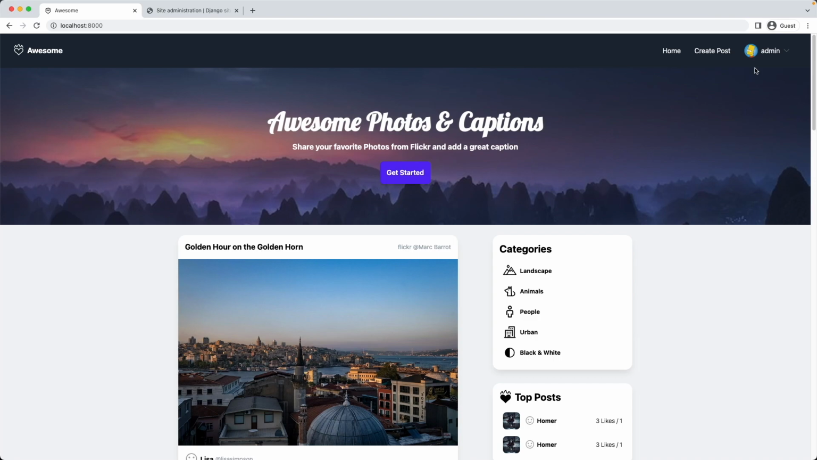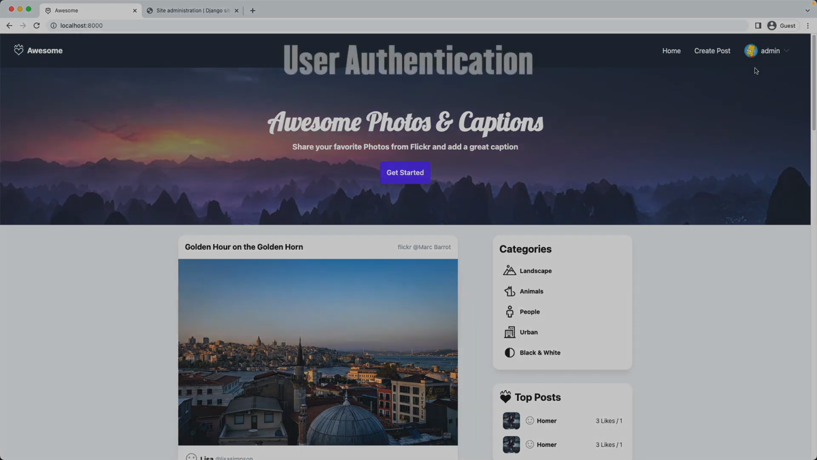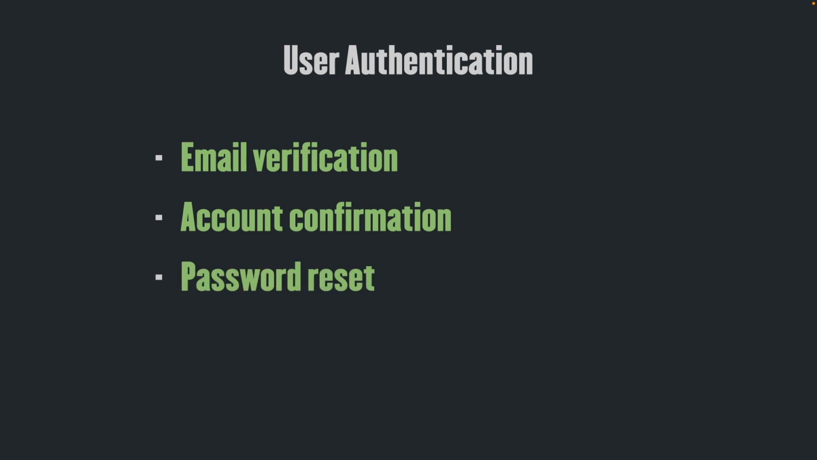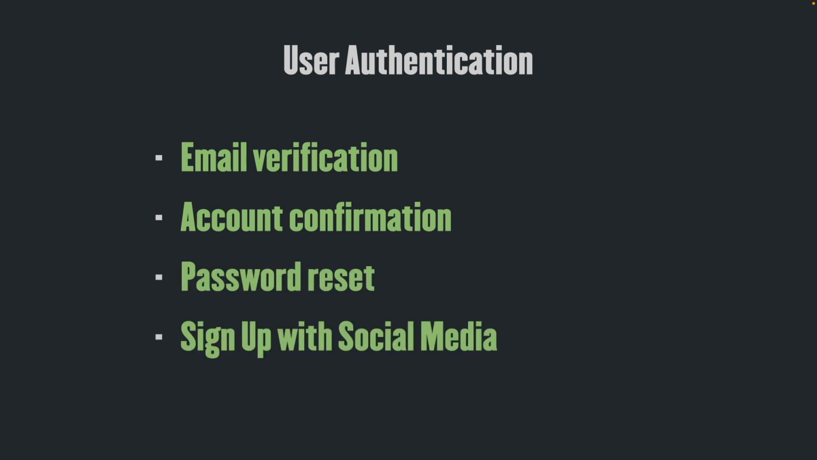The sign-up process can be quite complicated because we need many different views to properly authenticate a user. So we need to implement an email verification, an account confirmation, a password reset, and also optionally a sign-up with a social media account like Facebook or Twitter. Django out of the box doesn't provide us with all these views and functionalities. But thankfully, there is a package we can install which does all the heavy lifting for us. And this package is called Django-Allauth.